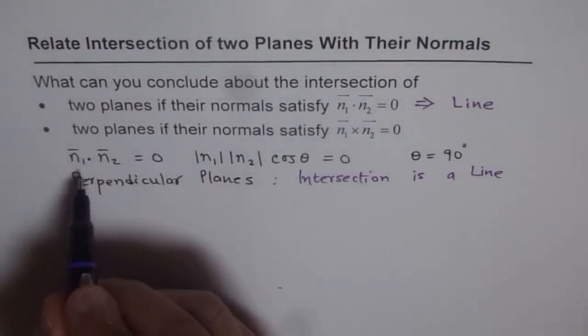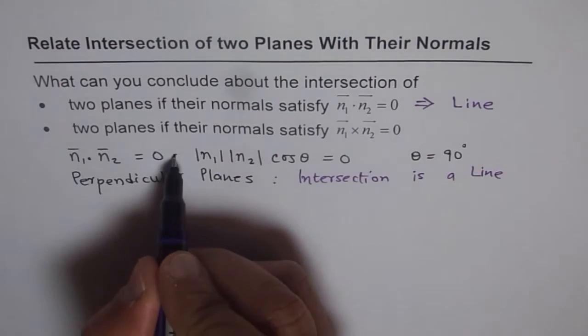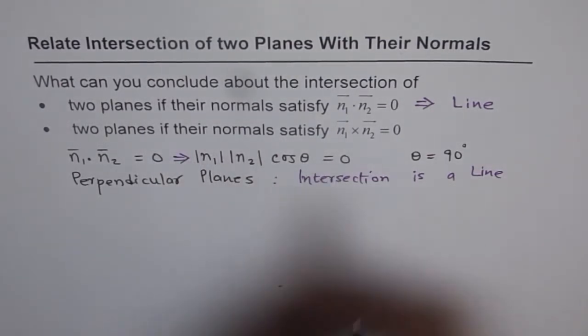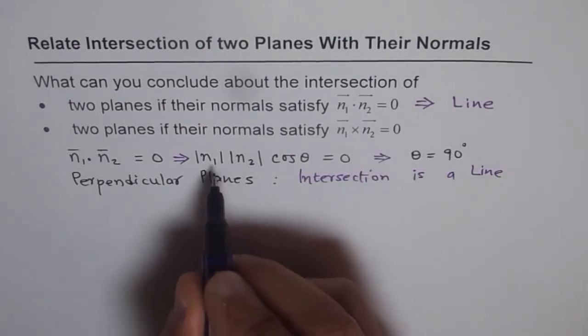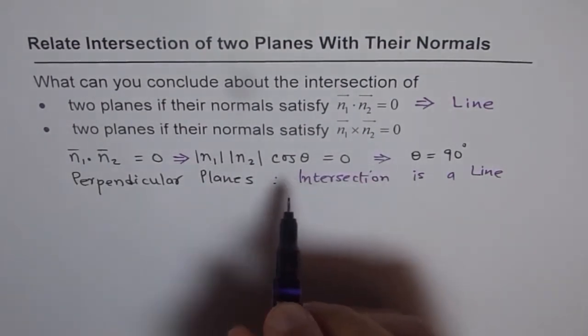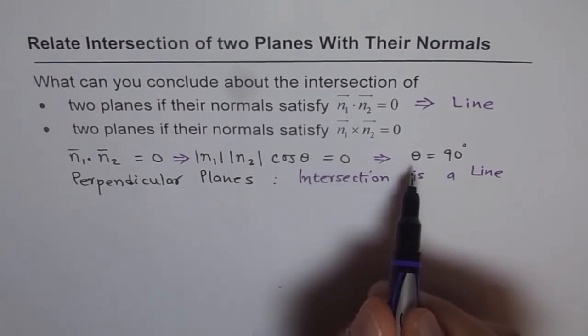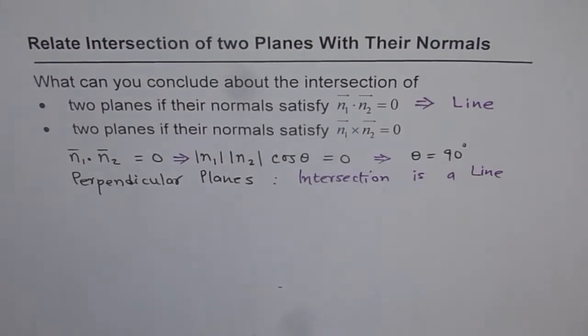Let's go through it again. n1 dot n2 is 0. It implies that their magnitudes times cosine theta is 0. And since n1 and n2 are not 0 individually, cos theta should be 0, which happens only when theta is 90 degrees, or the normals are orthogonal. They are perpendicular. Since the normals are perpendicular, the planes are perpendicular, and therefore they will intersect in a line, correct? So this is the first case.